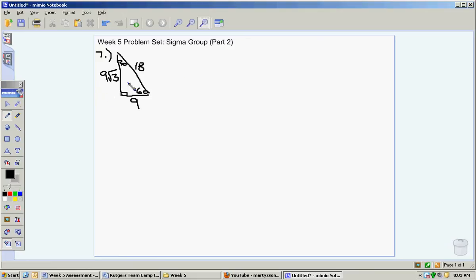And then all we have to do is add these guys up. We have 18 and 9, that's 27, because they want to know the perimeter. So all you have to do there is 27 plus 9 rad 3.